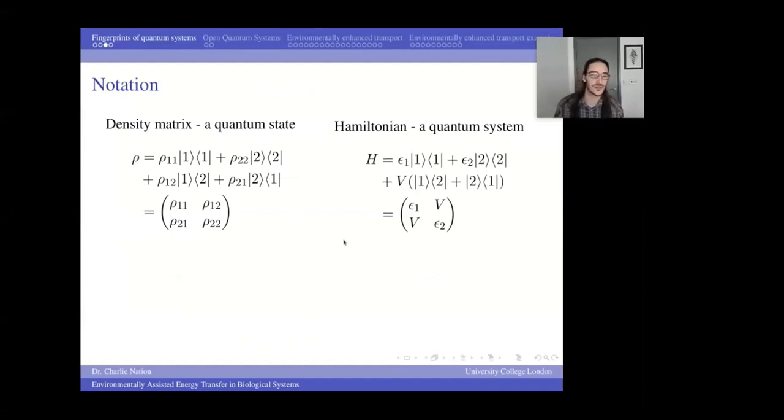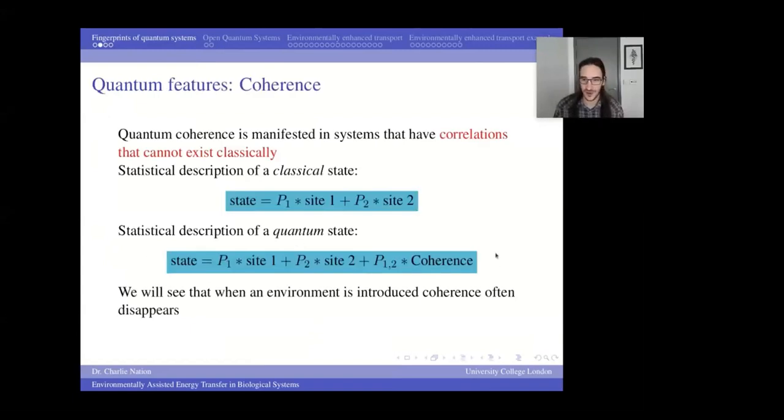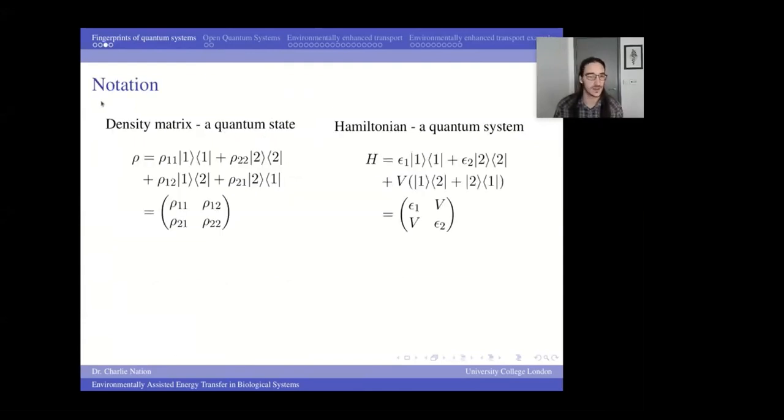So just to introduce some notation, we will describe this general quantum state that I've written at the bottom here in terms of what's called a density matrix, which is exactly those contributions. So we have rho 1-1 here, and the position in this matrix is given by what's called Dirac notation. So the 1-1 with the angle brackets facing each other is simply the 1-1 site in this matrix here. 2-1 gives an off diagonal, and the rest follows.